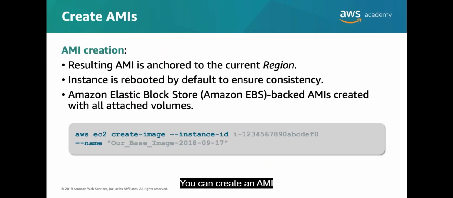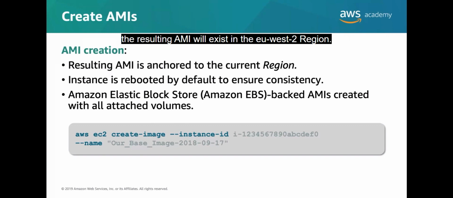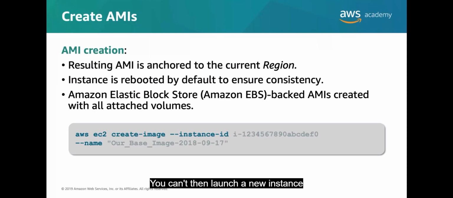You can create an AMI with the AWS Management Console, the AWS CLI, or with the AWS API. The resulting AMI exists only in the region in which it was created. For example, if you create an AMI from an EC2 instance that runs in the EU West 2 region, the resulting AMI will exist in the EU West 2 region. You can't then launch a new instance from the AMI in a different region. You have to copy the AMI to the region before you can use it.